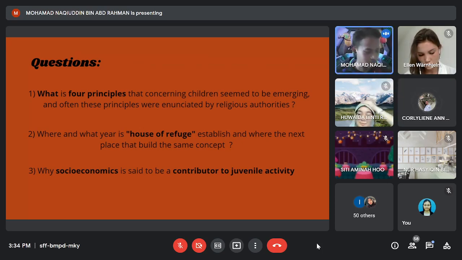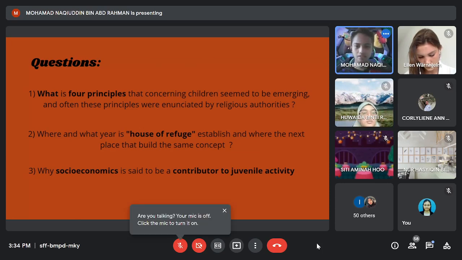Thank you. Very good answer. Mantap. Okay, mantap. Okay, so next, the third question. Why is socioeconomy said to be a contributor to juvenile activity? Ini telah diterangkan oleh Aiman tadi. So, anyone can try?